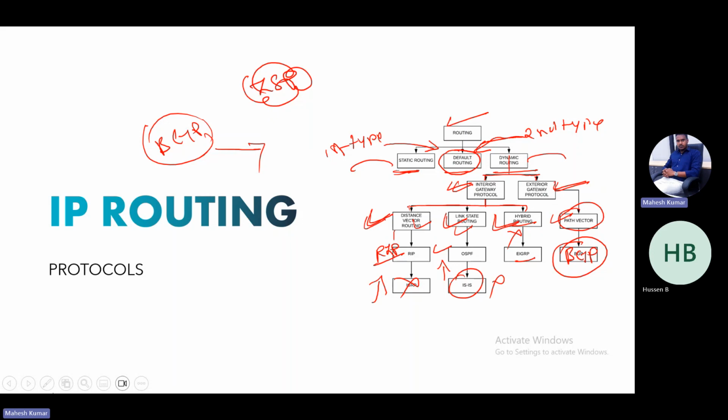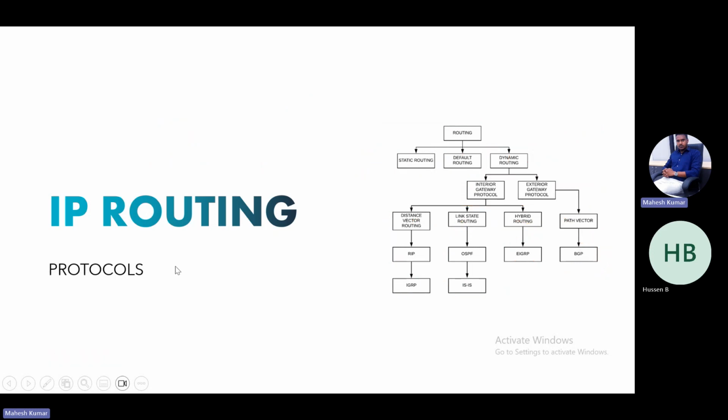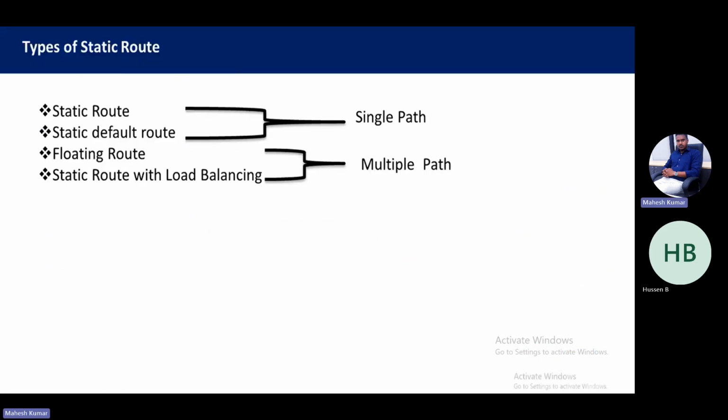So that is about the types of routing protocols. Today our main agenda is static routing. Under this we have four flavors. The first flavor is the static route. Second is the static default route. Third is the floating route, and fourth is the static route with load balancing. What is the difference between these four? I'm just going to explain.